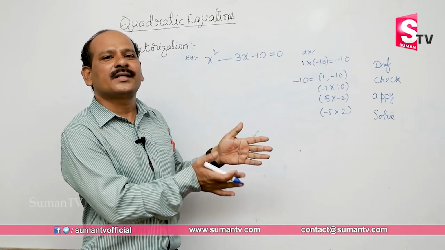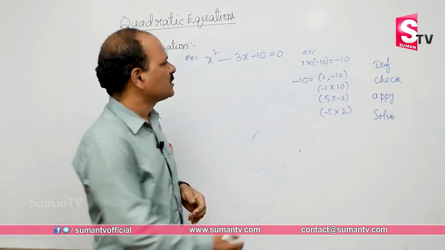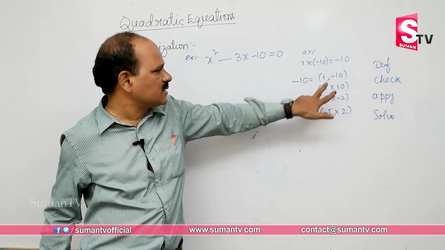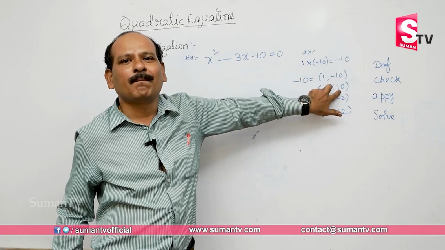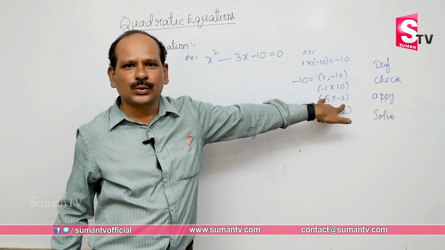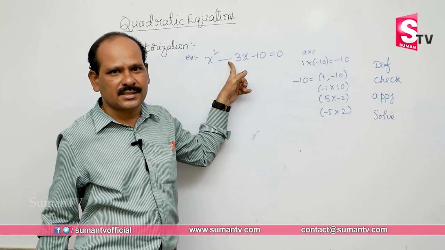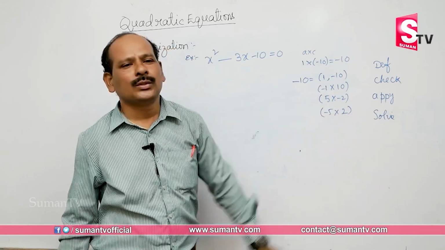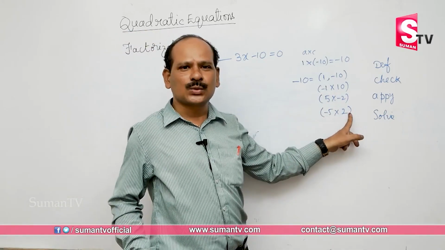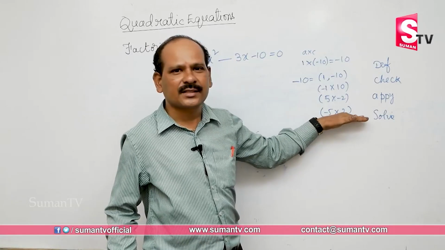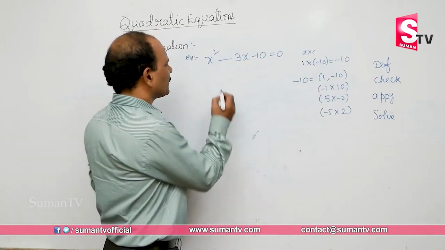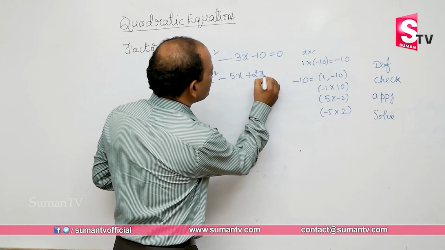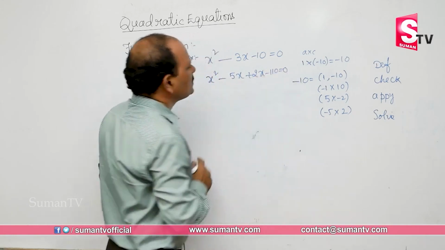But which pair of factors do I have to take? Which factors do I have to choose? See, first one, 1 and minus 10. If you add these two, you will get minus 9 as the answer. Minus 1 and 10, here you will get plus 9 as the answer. 5 and minus 2, you will get plus 3. But here you have minus 3. So, these factors are not suitable. Come to the final one. Minus 5 and 2. You are getting minus 5 plus 2, which is minus 3. So, these two factors are suitable for the middle term. x square minus 5x plus 2x minus 10 is equal to 0.